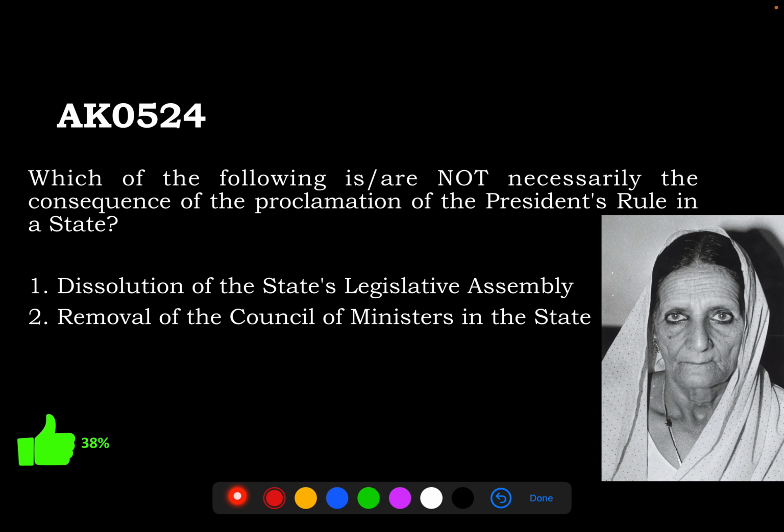Then in the next question, which of the following is not necessarily the consequence of a proclamation of President's rule in the state? Now, President's rule is Article 356 of the Constitution. And by the name itself and the very definition of it, President's rule is taking over the state's administration by the President, that is, the central government.